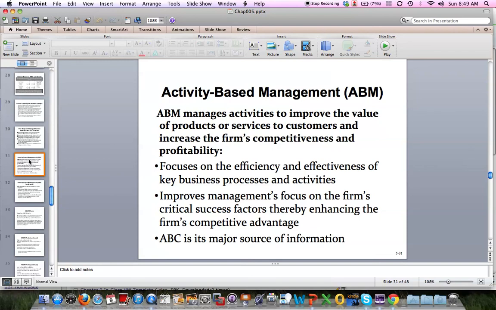So whatever it is that we do, whatever the processes and activities that we do, are we continuously getting better at them, more efficient and more effective? Improve management's focus on the firm's critical success factors, enhance firm's competitive advantage. ABC is a major source of information. So it's basically gathering information, continuously looking at new information as it comes in, and figuring out what can we do better and how can we be more effective.